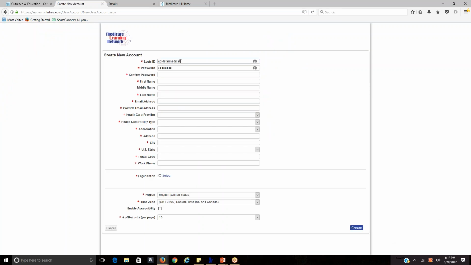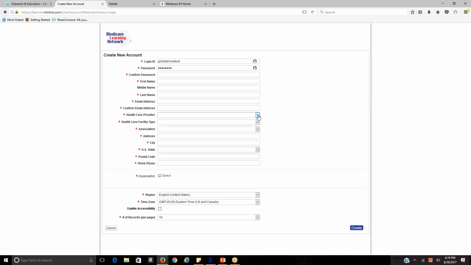And this is where you would put in a unique login ID that you would want and a password. Confirm the password. You would put in your name, first and last. Everything with an asterisk is required, okay? Now, it's going to ask you for healthcare provider, healthcare facility type, and association.